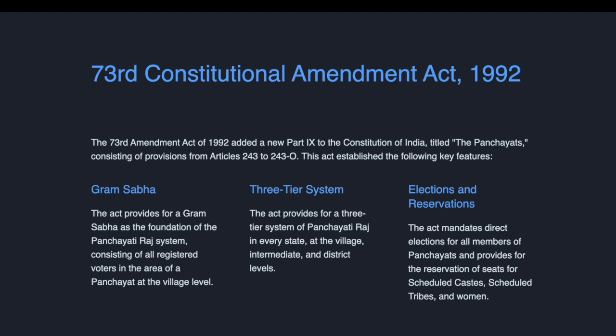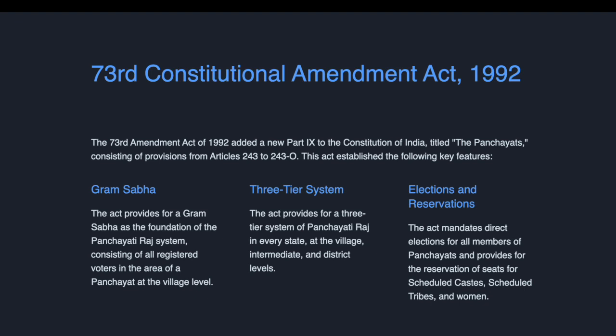The Act provides for a Gram Sabha as the foundation of the Panchayati Raj system, consisting of all registered voters in the area of the Panchayat at the village level. The second is that it establishes a 3-tier system. The Act provides for a 3-tier system of Panchayati Raj in every state at the village, intermediate and district level.